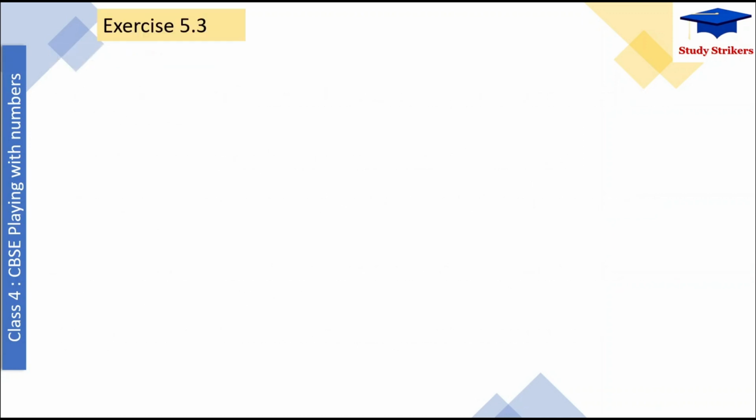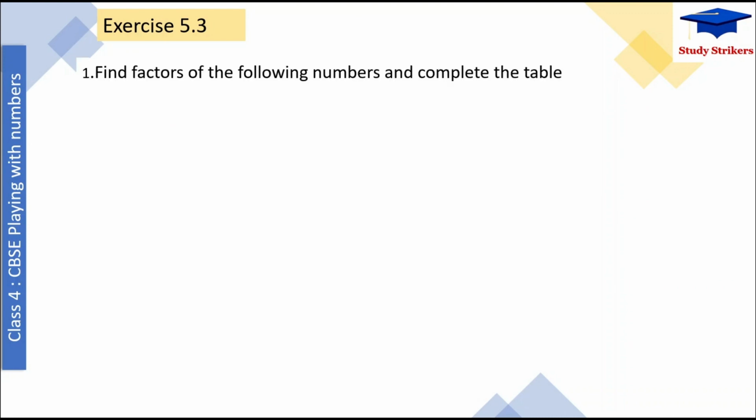Based upon these properties, we have to solve exercise 5.3. So we have to find factors of the following numbers and we have to complete the table. We have to find factors of 20. So how to do that? Let's find out. So 20 divided by 1 equals 20. 20 divided by 2 equals 10.